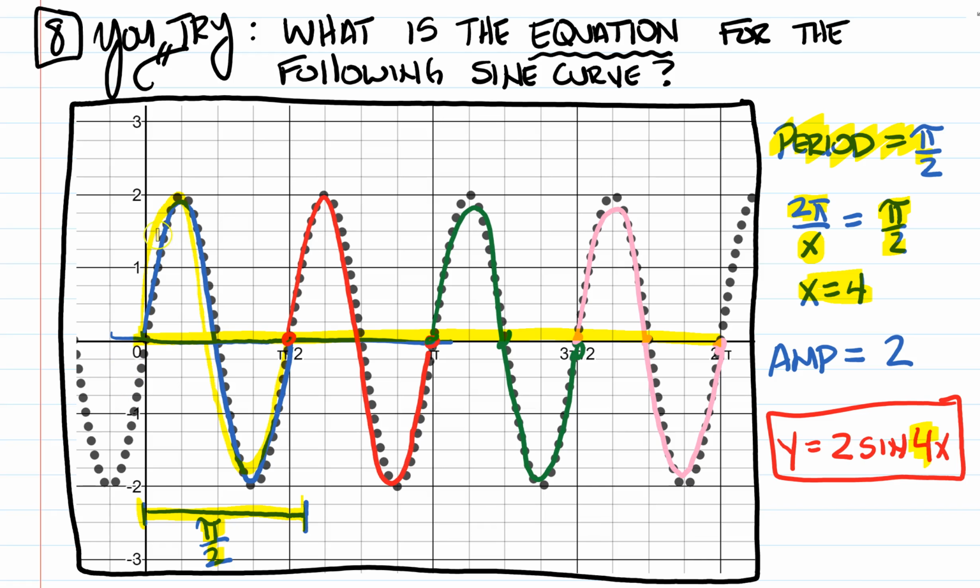So if you can see, I've drawn a blue one, a red one, a green one, and a pink one, and that's what the 4 means. I have 4 full sine curves on a distance from 0 to 2 pi. And then, of course, the other thing was just the amplitude, and the amplitude was easy to find. I just went to the highest point and looked over, so I knew the equation was y equals 2 sine 4x.